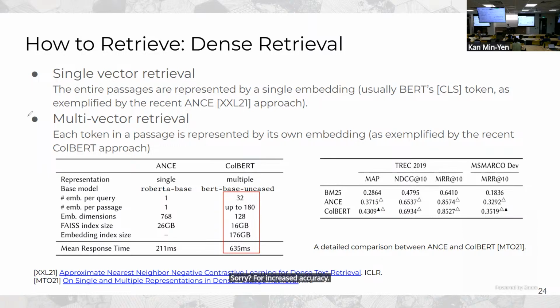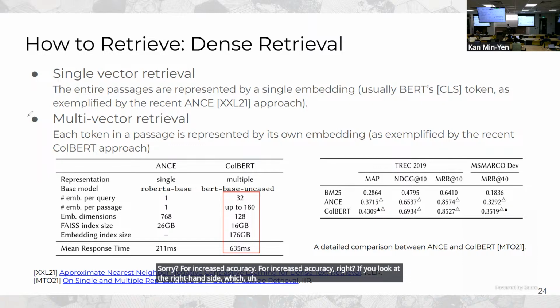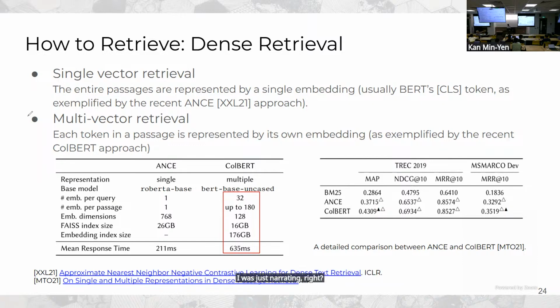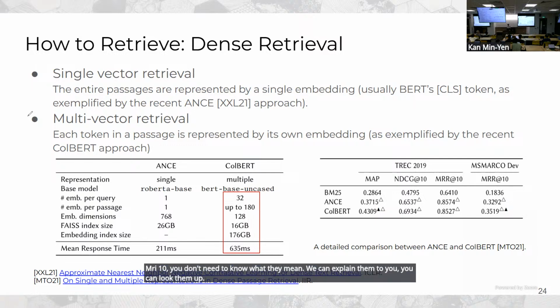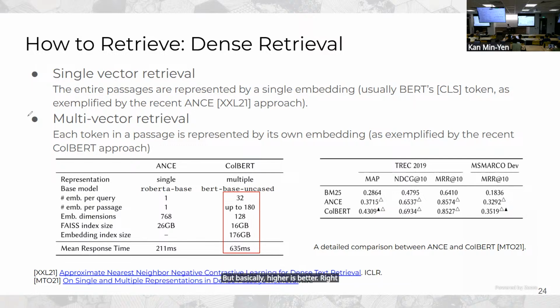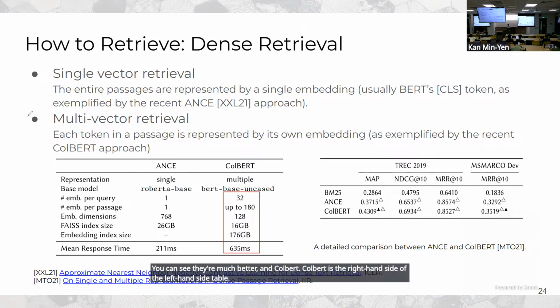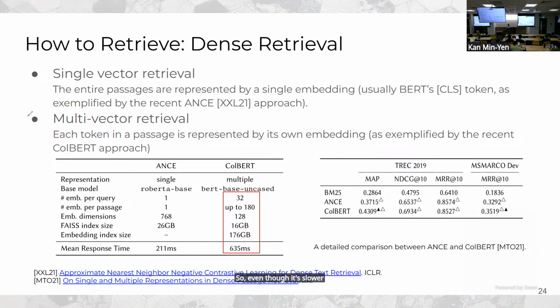For increased accuracy, right? If you look at the right-hand side, which Haitao was just narrating, right? All of these metrics, so MAP, NDCG at 10, MRR at 10, you don't need to know what they mean. We can explain them to you, you can look them up. But basically, higher is better, right? So all these fractional scores go from 0 to 1. You can see they're much better. And ColBERT is the right-hand side of the left-hand side table. So even though it's slower, it's getting much more accurate results.